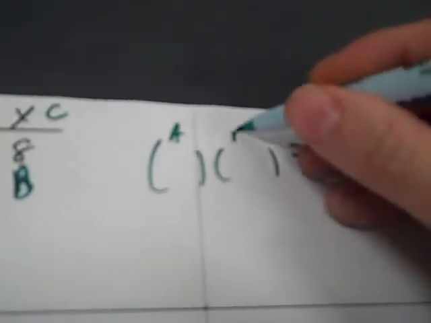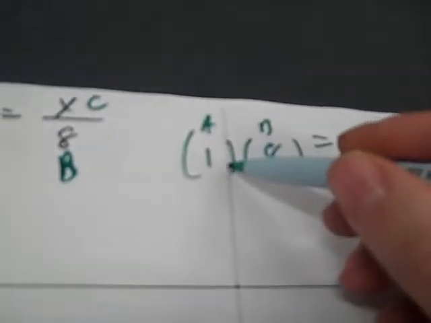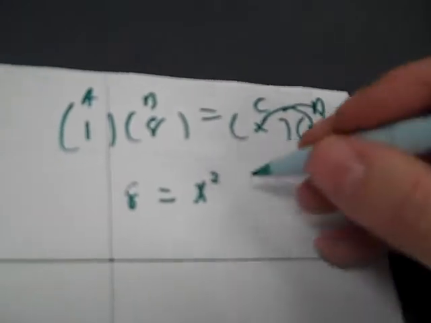So I will take A times B on this side, C times D on the other, because the products always equal each other. So 1 times 8, and C is x, and D is x minus 2. Okay, so 1 times 8 is 8, and then here I distribute the x. That's going to give you x squared minus 2x.